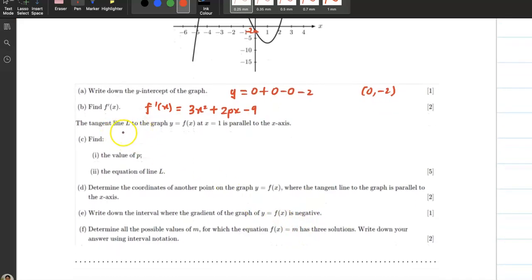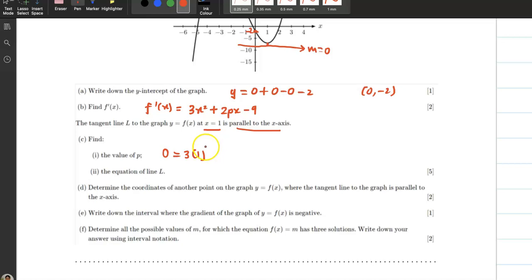The tangent line L to the graph at x is equal to 1 is parallel to the x-axis. So at x is equal to 1, this line is parallel to the x-axis. Correct? Find the value of p. If it's parallel to the x-axis, then the slope is 0. Means the derivative is the slope. So derivative is 0 when x is equal to 1. Okay. The slope is 0 at 1.